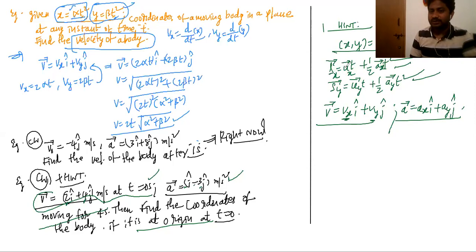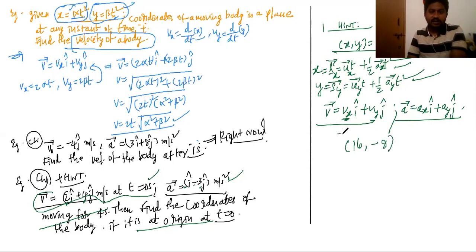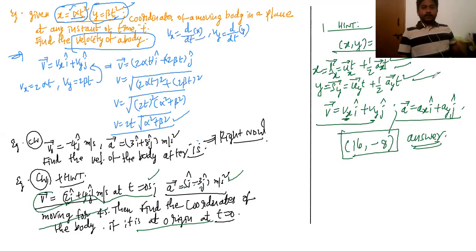Those are the positions. So this is my x, and this is my y. For your reference, you will get the coordinate (16, -8). This will be the answer, and let's check whether you get it or not. All right, my dear children, there are so many questions waiting for you in your assignment.